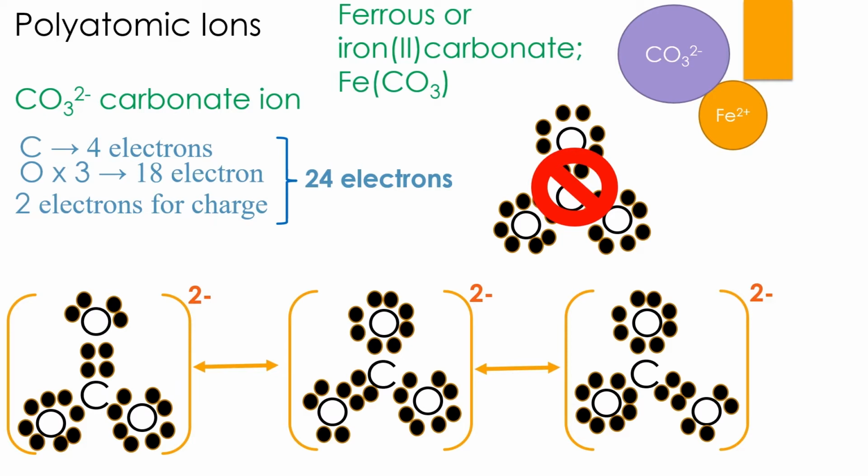We place our brackets around the ion and place our 2- superscript on the system. The final Lewis resonance structure for the iron 2 carbonate system is shown.